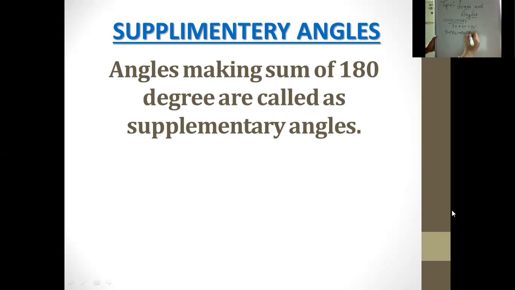For supplementary, we should be making a sum of 180 degrees. Like in the previous one, they said 120 plus 60, it is making a sum of 180 degrees. So this is the main condition in both cases. It should be making a sum of 90 degrees for complementary angles. It should be making a sum of 180 degrees, that is supplementary angles. Now I hope you all are clear with complementary and supplementary angles.